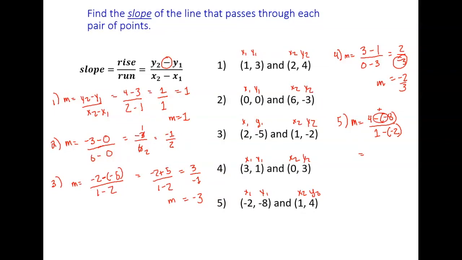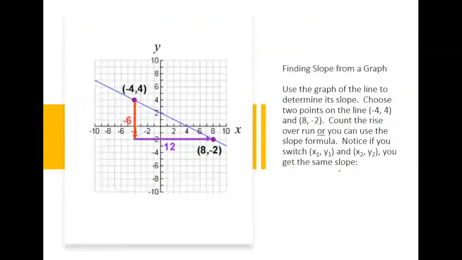So this becomes a positive and this becomes a positive. So I get 8 plus 4 is 12 over 1 plus 2 is 3. So I get a 4. So my slope is a positive 4. So we were just asked to find the slope of the line that passes through the pair of points. So that's how we calculate slope.